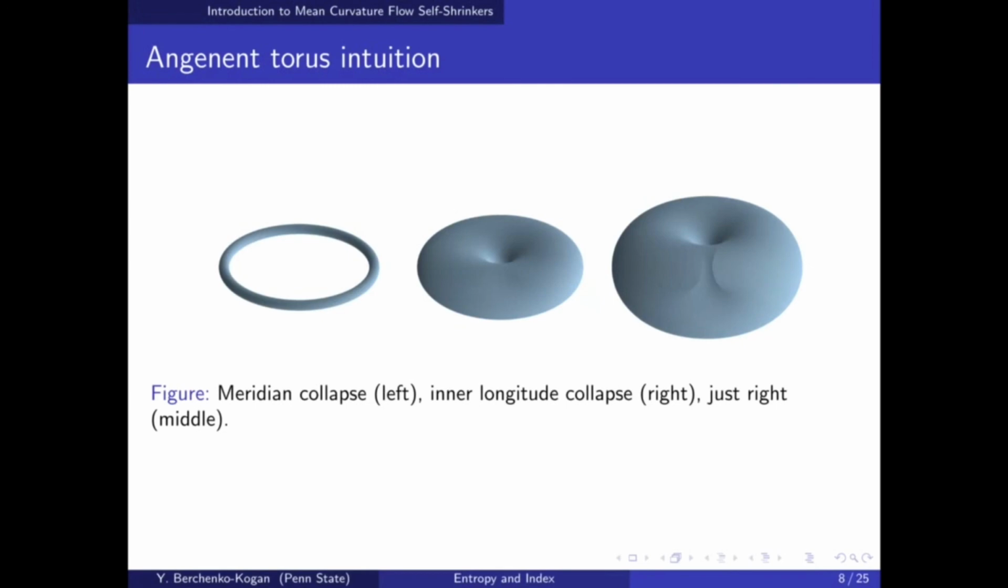And so the idea is that, well, maybe if we do something in between that's just right, the meridian and the longitude are going to collapse at the same rate, and then the whole thing is just going to shrink down to the origin by dilations. So it'll be important to keep in mind this intuition picture for later when we discuss stability and index. So this idea that there is this one parameter family of surfaces, and in the middle, just right, there will be a surface that will end up with an Angenent torus singularity.